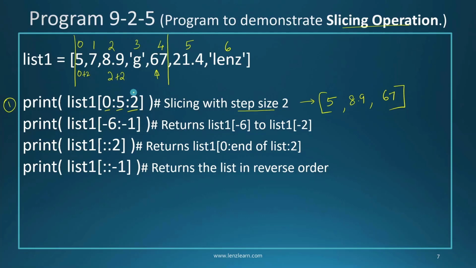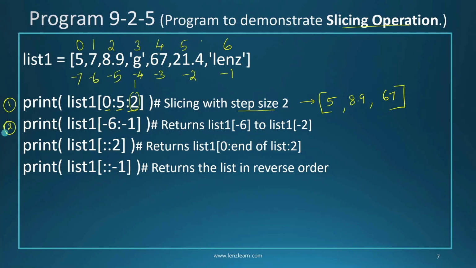It is not mandatory that you should give a step value. If you don't give this value, it is assumed as 1. So that is why in many of the examples we never give the third value. The slicing operation was actually assuming or taking the default value 1 for its operation.